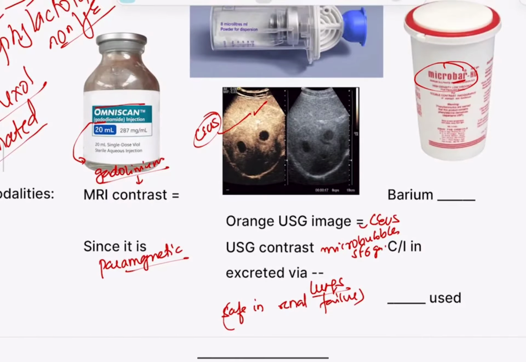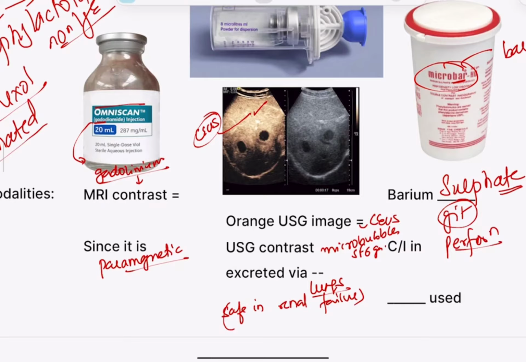This is micro bar. The bar here stands for barium. What compound of barium is there which acts as a contrast? It is barium sulfate. Remember, it's not sulfide. It is barium sulfate. It is used for GIT imaging. And it is contraindicated in perforation. Why? Because barium is water insoluble. If it goes out from the perforation site, it will cause peritonitis.